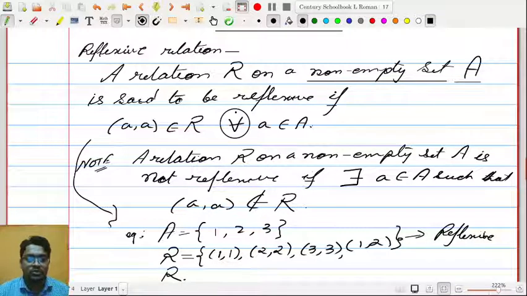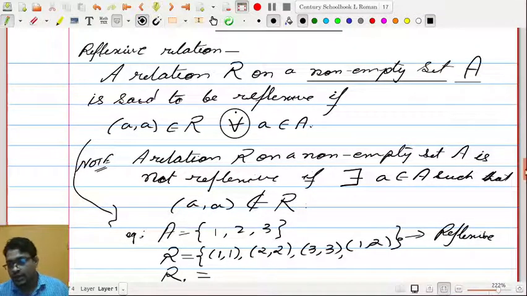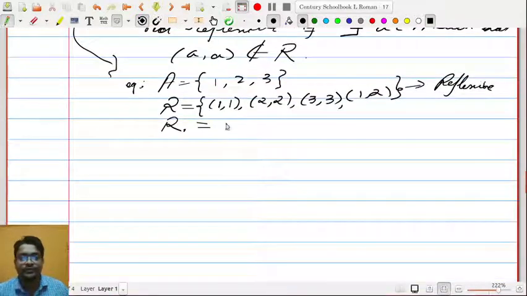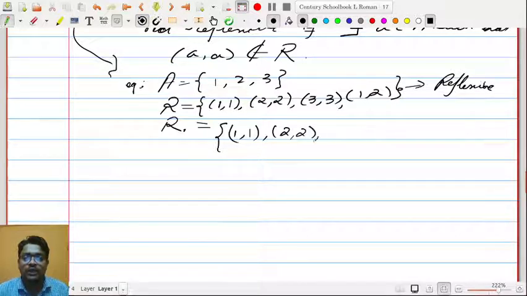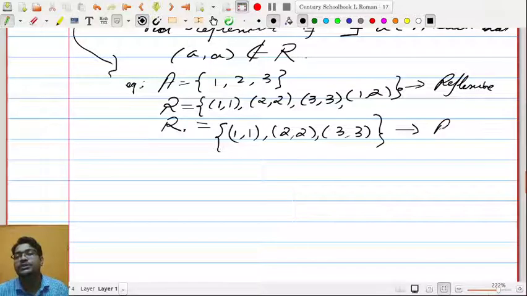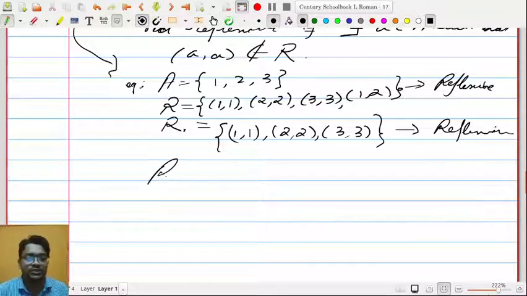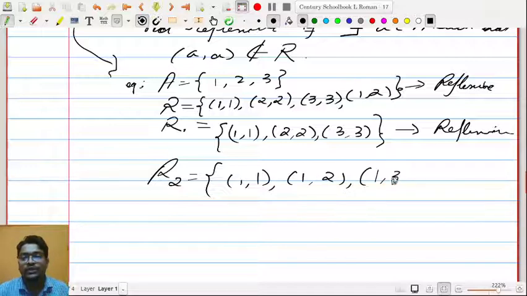Then suppose I say R1 equals (1,1), (2,2), (3,3). Only this. This is also a reflexive relation, because every element of A is related to itself. Say R2, I write something like (1,1), (1,2), (1,3), then (2,2), and (2,3), (3,3). This is also a reflexive relation.